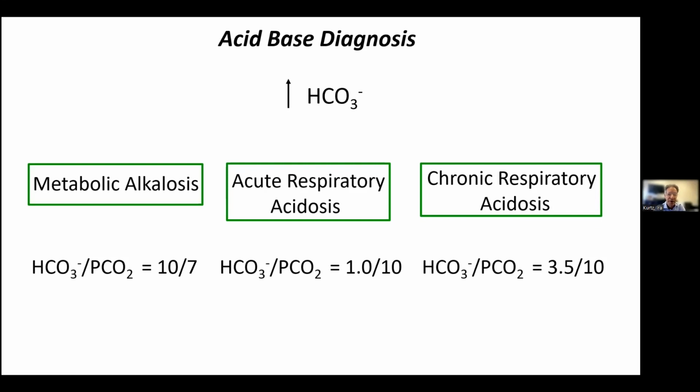Or the bicarbonate could be increased. If it's increased, again, one of three choices. It's either a metabolic alkalosis or acute or chronic respiratory acidosis. And again, we don't use the bicarbonate value to distinguish the three. We look at the PCO2 and compare the change in the PCO2 to the change in bicarbonate. And again, each of these has a different proportionality, and that's how we distinguish them.